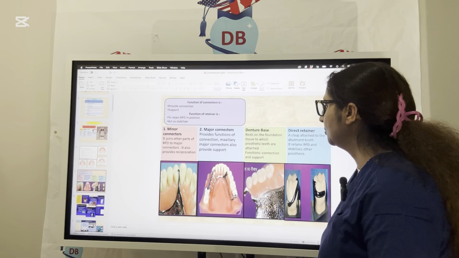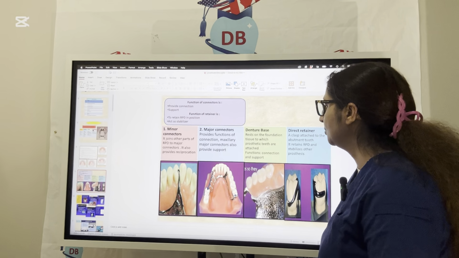Then you have the component of direct retainers and the indirect retainers. Direct retainers are the clasp. They are the ones that are going to give retention to your denture. So you have the suprabulge retainer and the infrabulge retainer. We are going to discuss them in the coming slide. And then we have the indirect retainers.